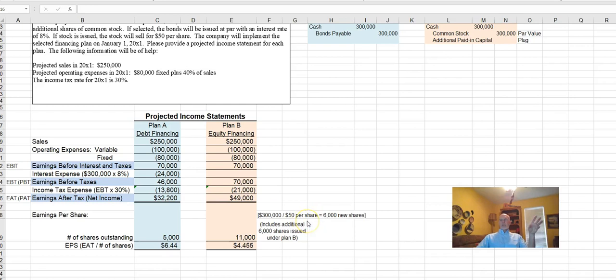And at $50 a share, we issued 6,000 shares to get the $300,000 that we were after. So we now have 11,000 shares outstanding, the 5,000 we had originally plus 6,000 new shares. So our earnings per share has come down. $49,000 divided by 11,000 shares is $4.46. So we would say that the equity plan diluted or watered down the earnings per share. Again, that's the downside of the equity financing, diluting that earnings per share.